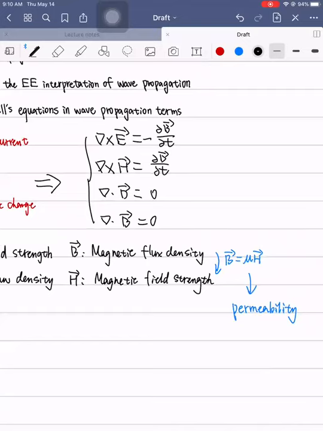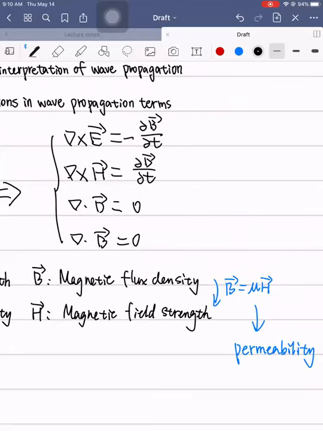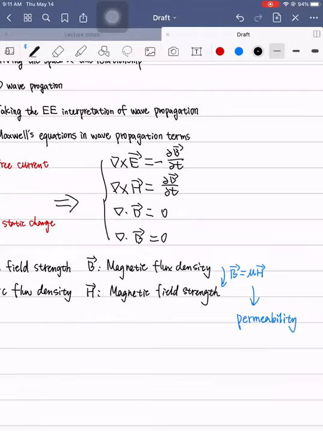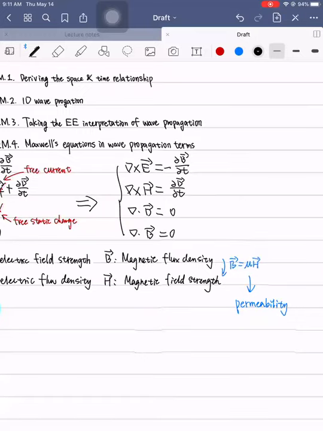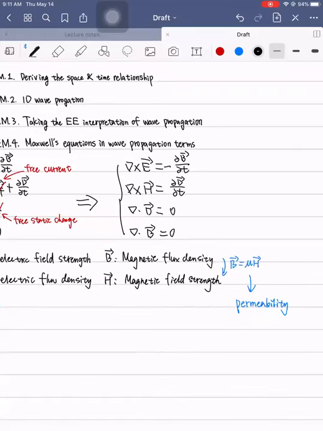So look at these four equations. The first one says the curl of the electric field equals the minus time derivative of the magnetic flux density. The second says the curl of the magnetic field equals the time derivative of the electric flux density. The third and fourth tell us the divergence of the electric and magnetic flux density equals 0. So the last two basically tell us the electric and magnetic field has no source.